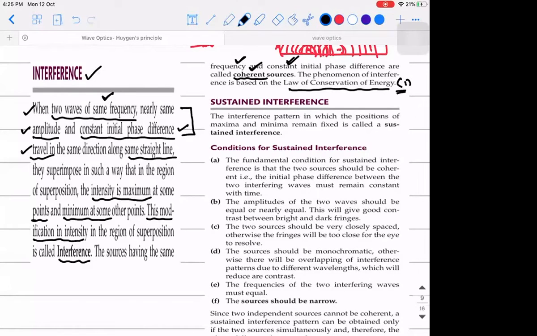Okay, so after this, the concept that we need to know is what is sustained interference? Sustained means what? Sustain is something lasting for some amount of time. If something is lasting for some amount of time, we call it sustained interference. Are you guys able to understand? Yes, sir. So that's what is given. See, the interference pattern in which the positions of the maxima and minima remain fixed is called sustained interference.